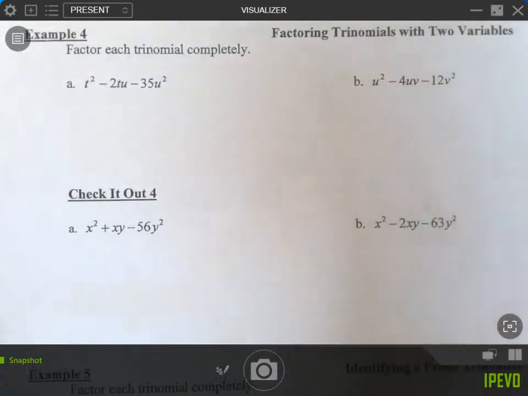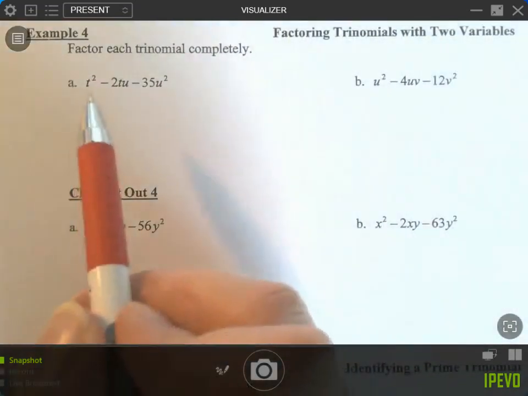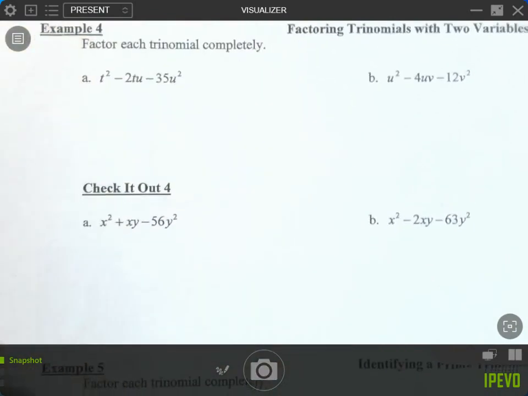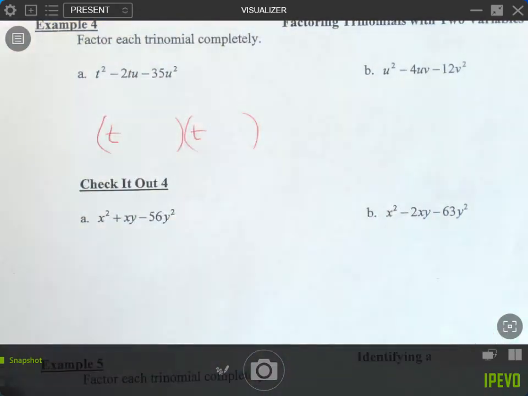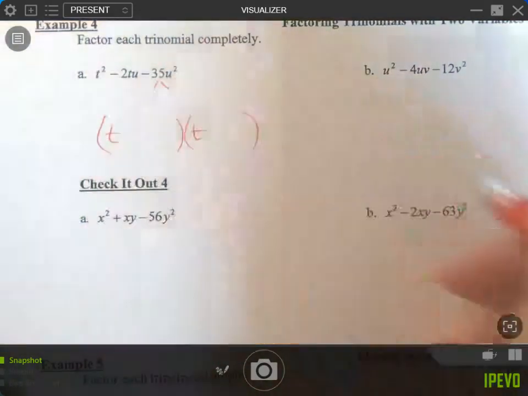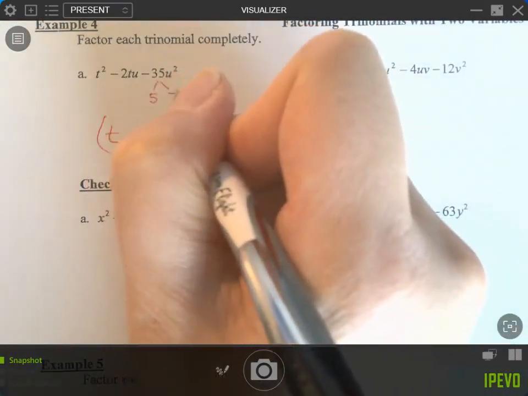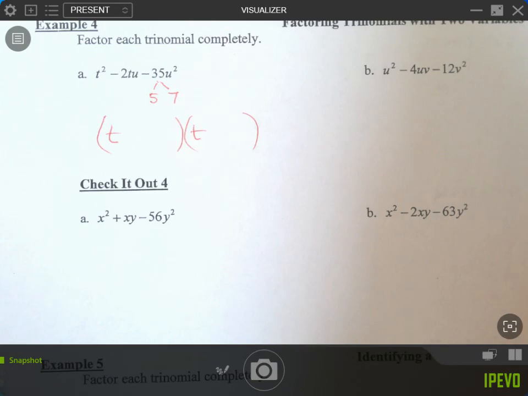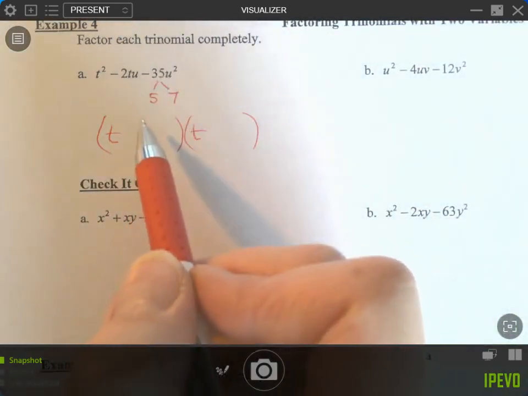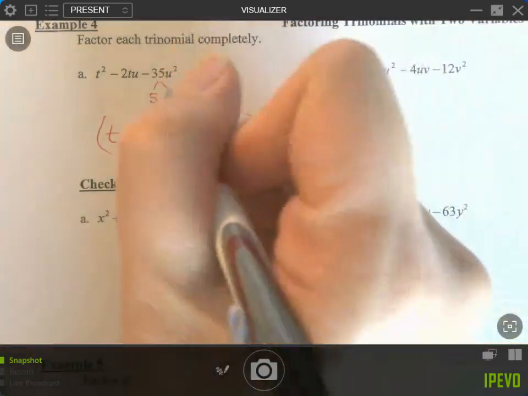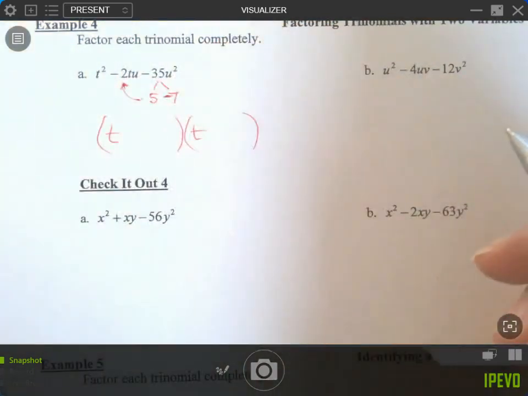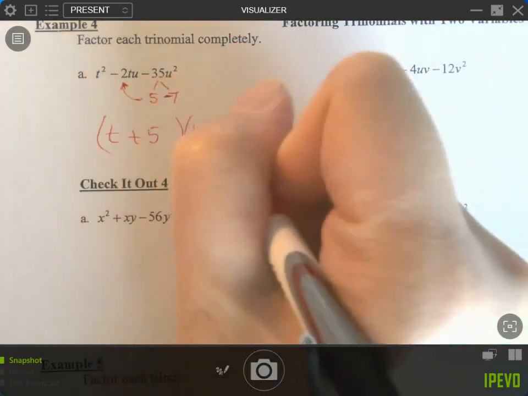Okay, what's different about this next set? It has two variables. Now, don't get rid of the variable on yours, but if we can pretend that this u is not there for a quick second, we'll bring it back in. Two sets of parentheses. We'd still have t times t. What multiplies to negative 35? I was thinking of 5 and 7. I got 5 times 7 is 35, but I want it to be a negative 35. So one of them has to be negative. Which one? Negative 7, because I want it to add up to a negative 2. I'm going to put in my plus 5 and my minus 7.